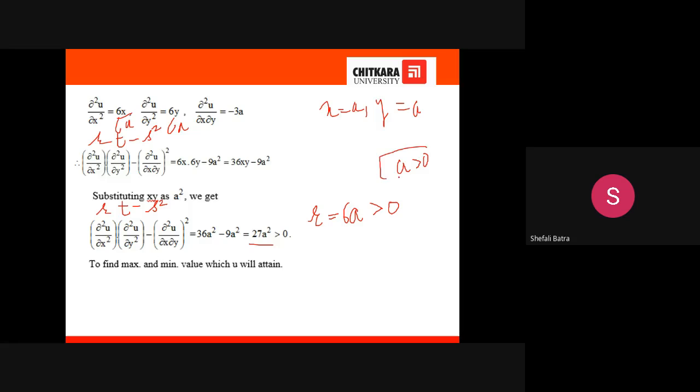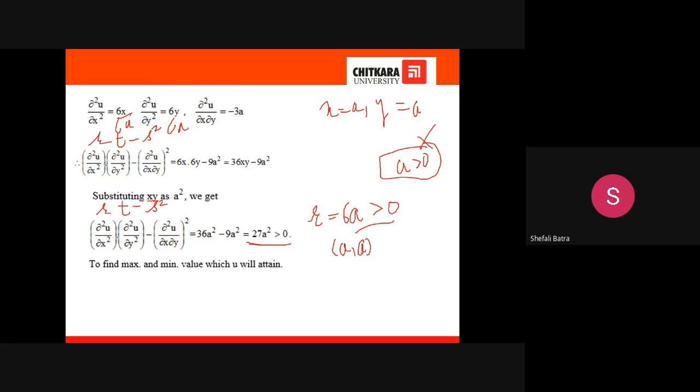If it is not mentioned, then you need to mention here it would be greater than 0 if a is greater than 0, and this would be less than 0 if a is less than 0. Then you need to make two cases and explain accordingly. But right now it is greater than 0. So what is the case? This is greater than 0, this is greater than 0. So it would be maximum or minimum? Minimum, right? So function would be minimum at point a comma a.